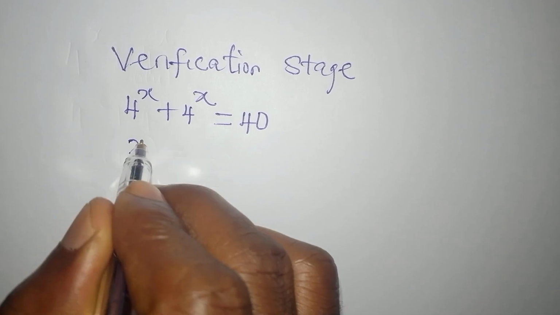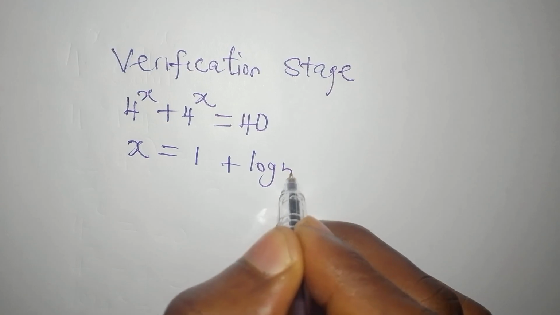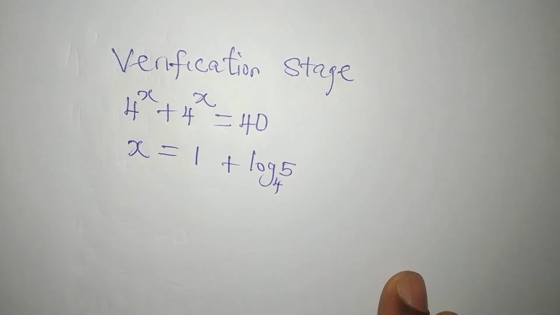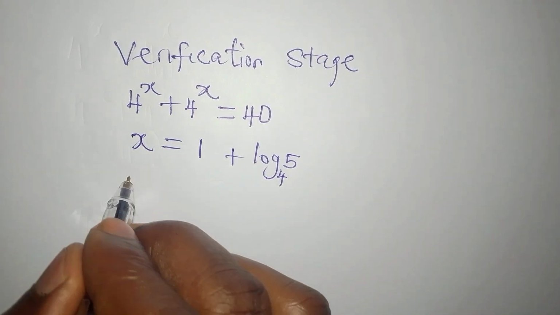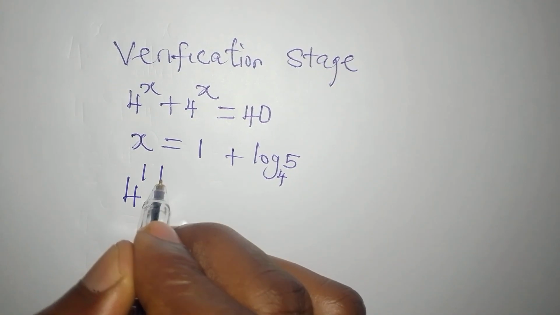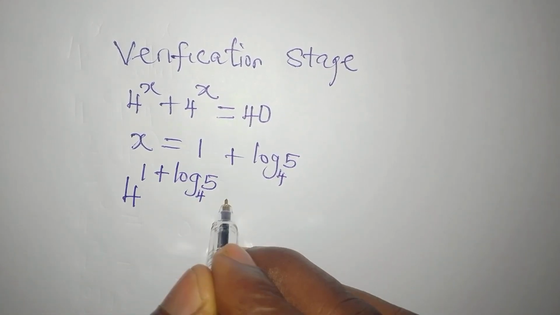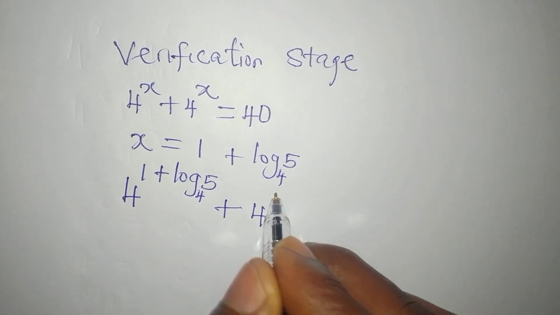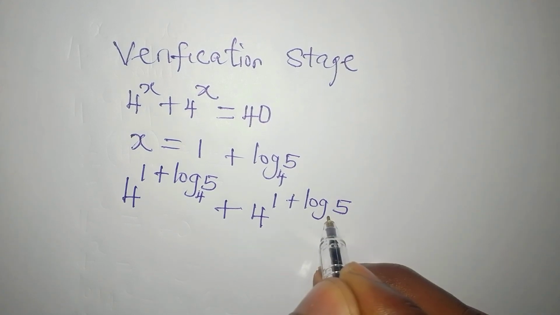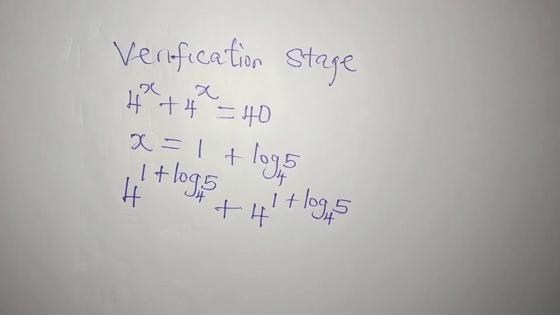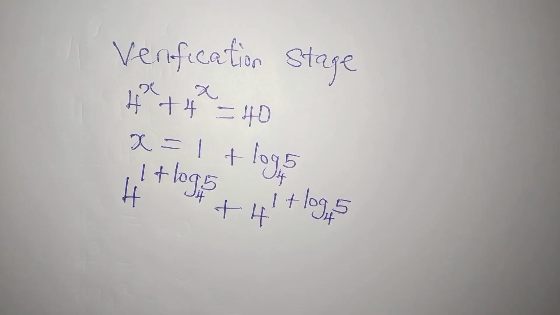Remember the value of x is 1 plus log 5 to base 4. So in place of x, I'm going to put this value. So we have 4 to the power of 1 plus log 5 to base 4, then plus 4 again to the power of 1 plus log 5 to base 4. And if this does not give us 40, then we will not be correct.